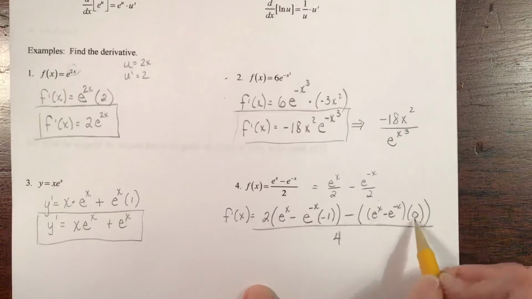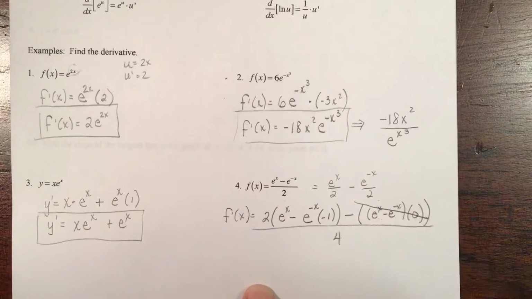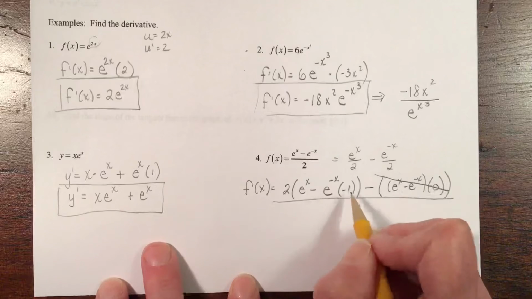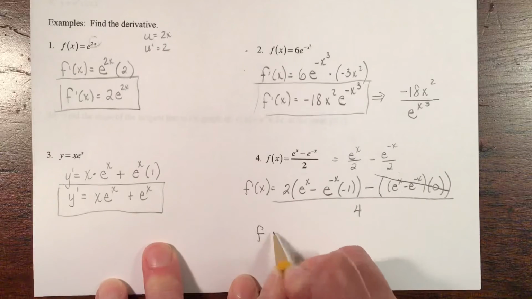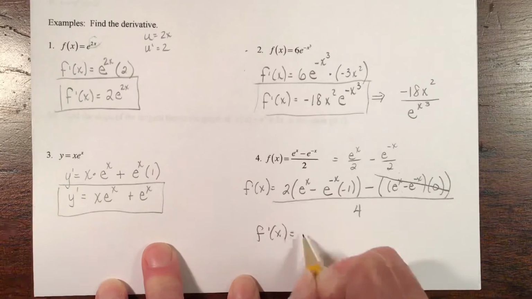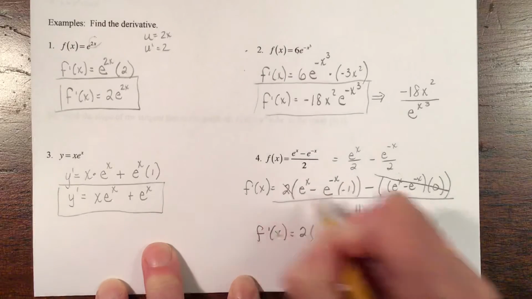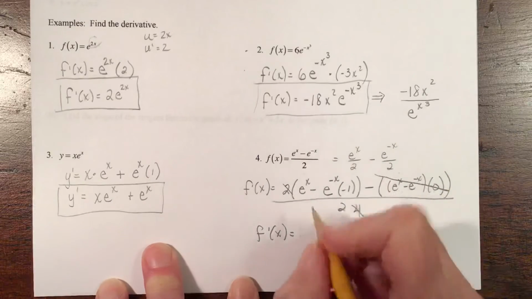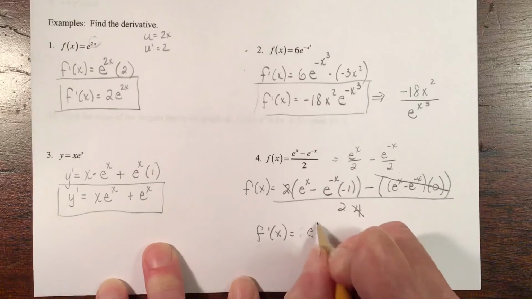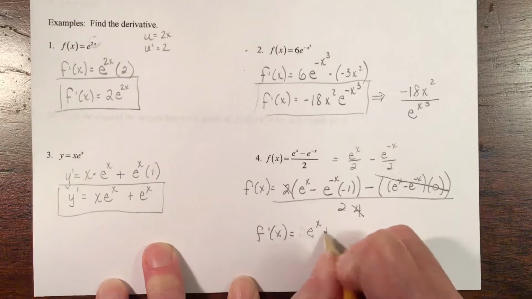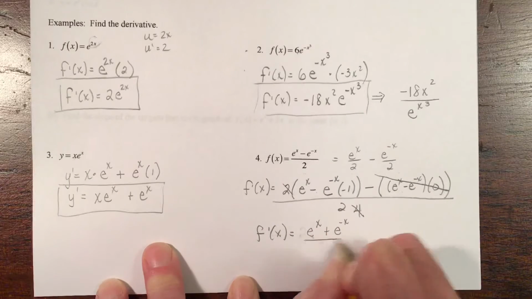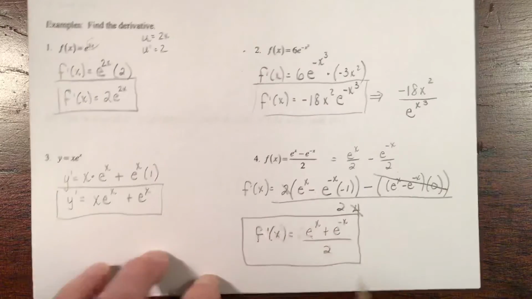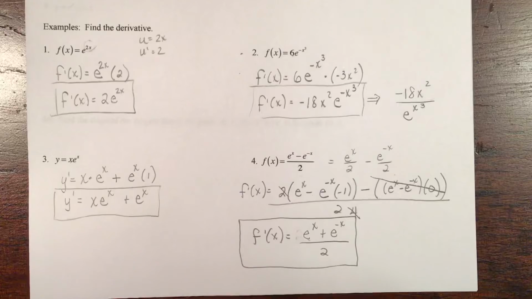Now look over here. 0 times anything is just 0. So that's going to go away. On this side here, I have this negative 1, which is going to change the sign inside, and my 2 and my 4 are going to cancel. Look at that. How nice was that? So I'm just left with e to the x plus e to the negative x over 2. That would be your answer there.